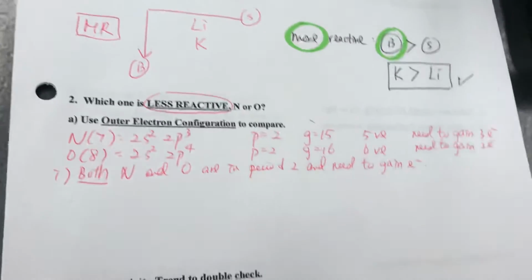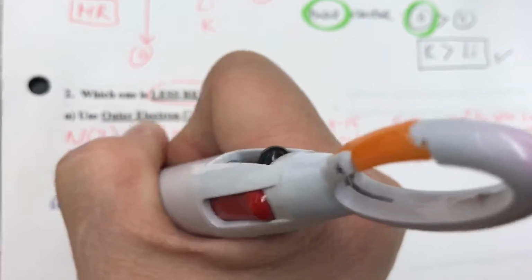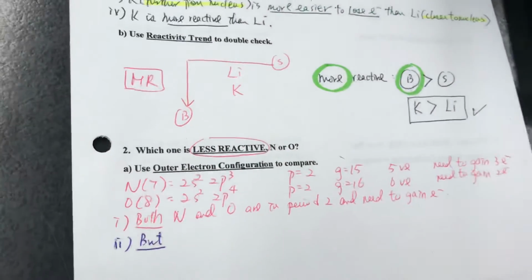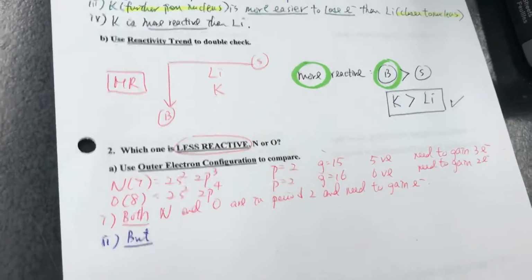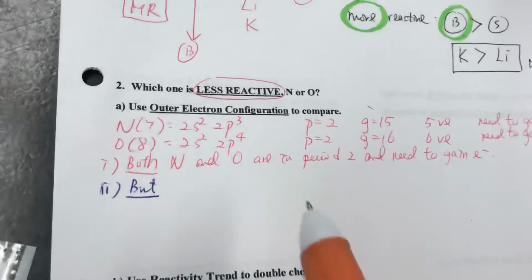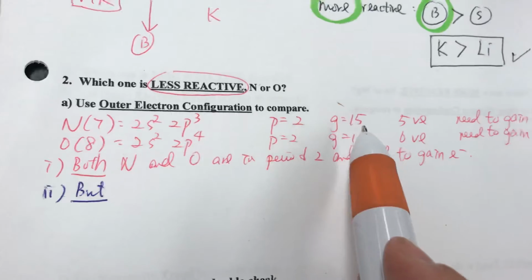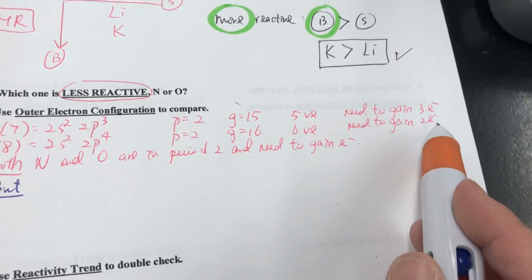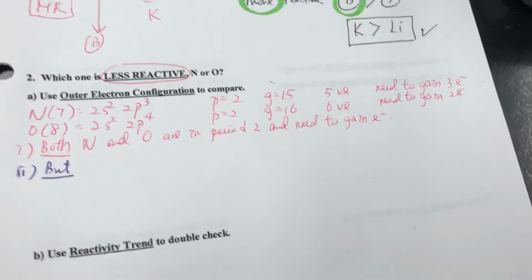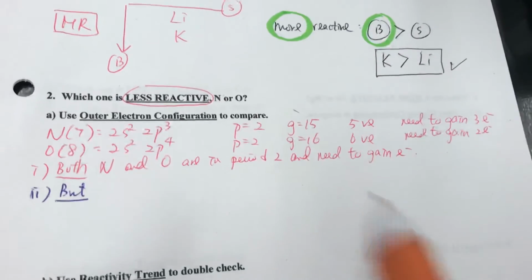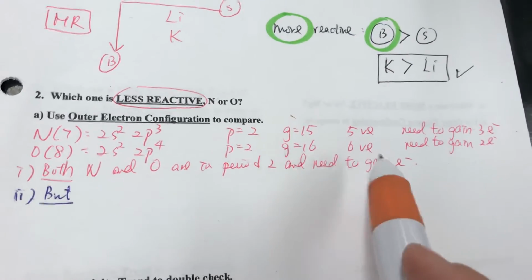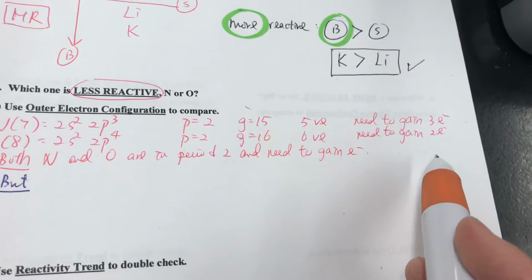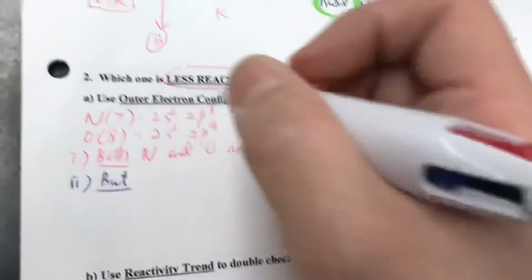Now, step 2, but this time the sentence is a little longer. If you want to separate into two lines, one on the top, one on the bottom, it's fine because the sentence is long. Now what are they different? N is in group 15, has 5 valence electron and needs to gain 3 electron. So this sentence is already one sentence, so you can put it on the top. And oxygen is in group 16, has 6 valence electron, needs to gain 2 electron. So you can put in two separate sentences.